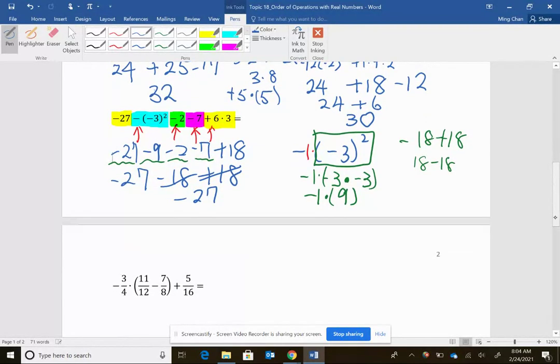All right. So you've got to be very careful when students see this. Let me just give you another problem. This -27 minus parenthesis -3 squared, compare that to -27 minus parenthesis -3. Big difference, because one has an exponent and one doesn't, right?